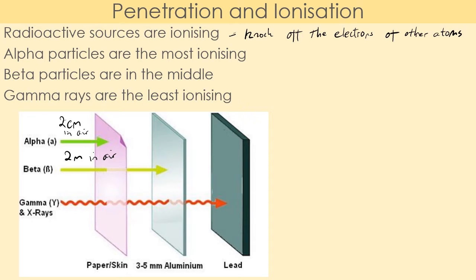Gamma, or X-rays, which are a type of gamma rays, travel at the speed of light. They will go until they are stopped by thick lead or thick concrete. So they will travel in air not indefinitely, but a very, very long way. In a vacuum, they'll travel indefinitely. So they are stopped by lead or concrete. And they all have different uses and different dangers. We're going to have a look now at them in a bit more detail for each one.